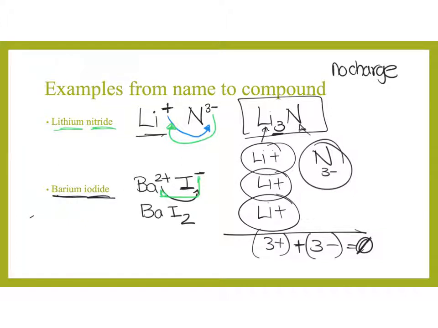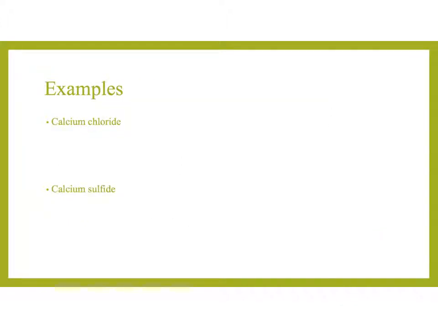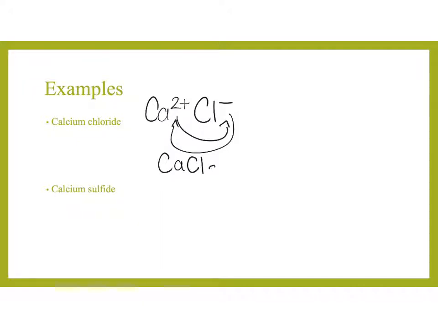Okay, let's try some more. Okay, how about calcium chloride? Again, if you want to pause it and see if you can do it yourself, you can try that. But calcium is 2 positive, chlorine is negative, so the 2 is going to go down here, the 1 would go here even though we don't write it, right? It would be CaCl2.